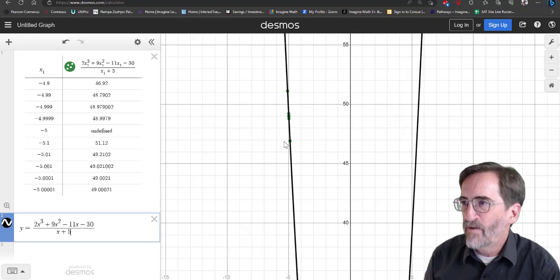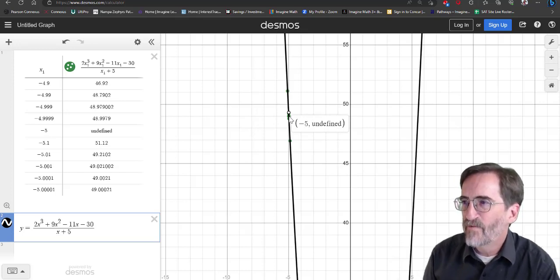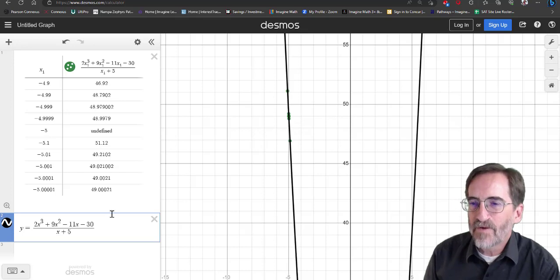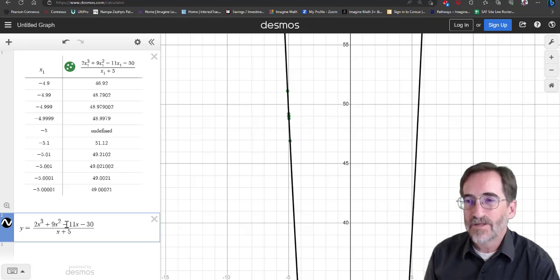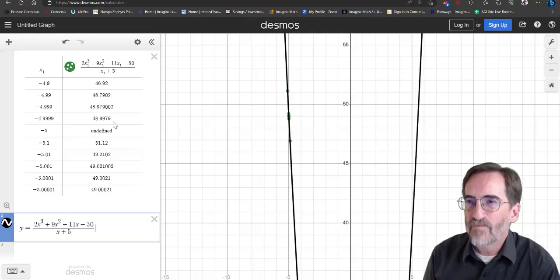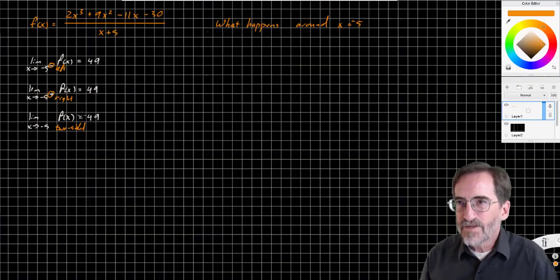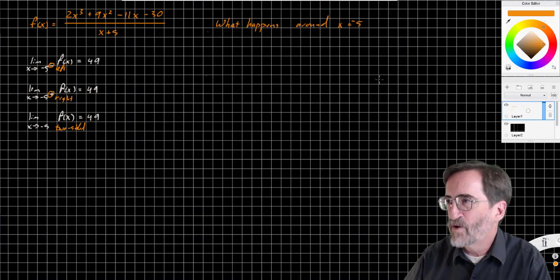There's our function, right? But if you try to go right at 49, it's undefined. It's undefined when x equals negative 5. So let's see if we can figure out what that limit actually is. Is it 49? It appears to be approaching 49 here, and it appears to be approaching 49 there.